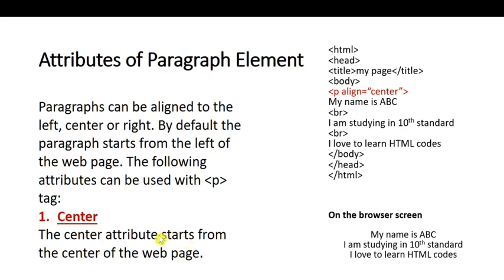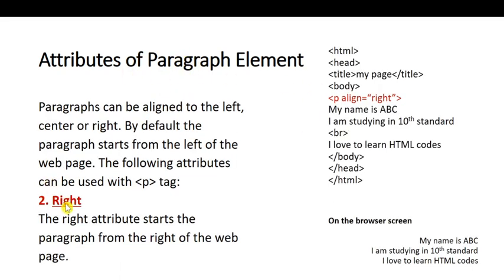This is the center. Now, another attribute of this P tag is right. What is this? The right attribute starts the paragraph from the right of the web page, that is the right side. Just look at this alignment. This type of alignment is called right alignment. So this is right aligned.